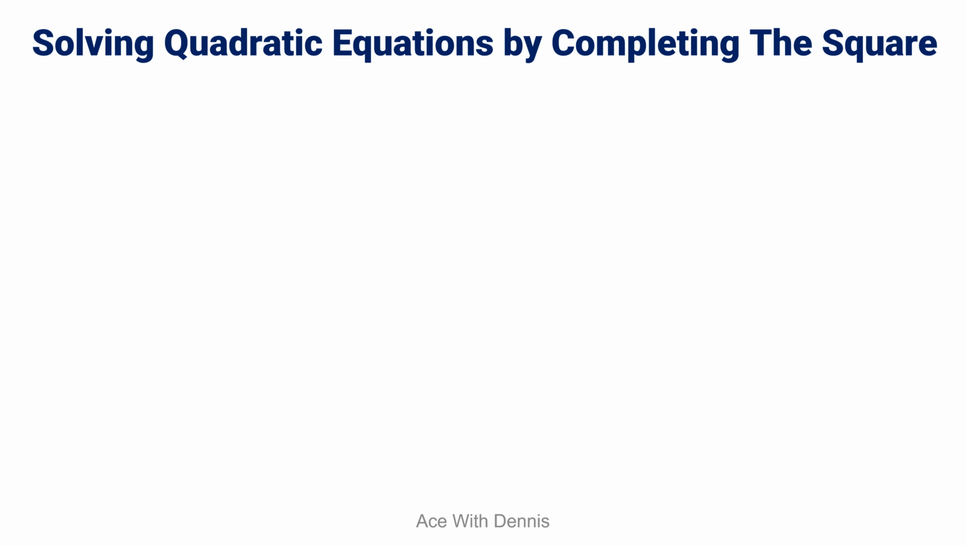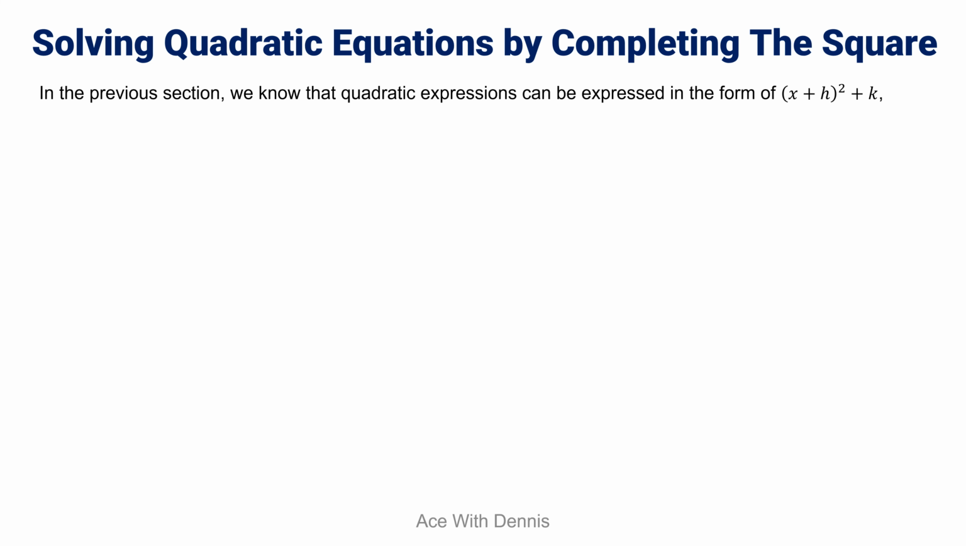We have learned how to express quadratic expressions in completing the square form. Now, let's see how we can use completing the square method to solve quadratic equations. In the previous section, we know that quadratic expressions can be expressed in the form of x plus h squared plus k, where h and k are constants.